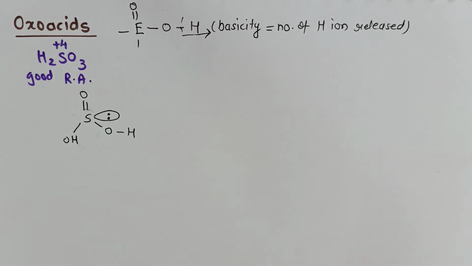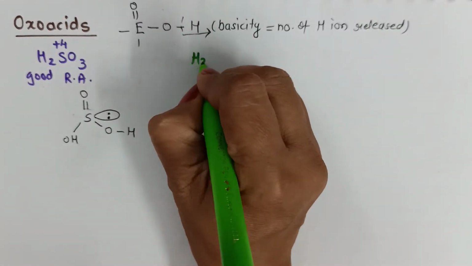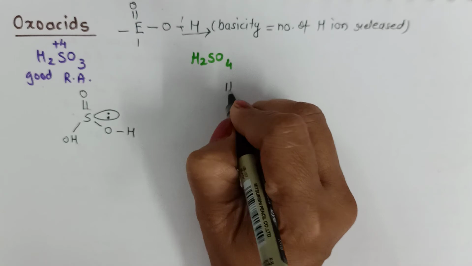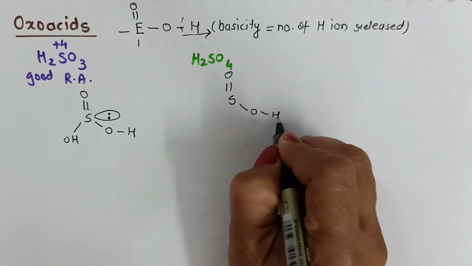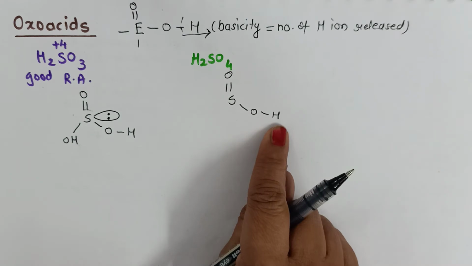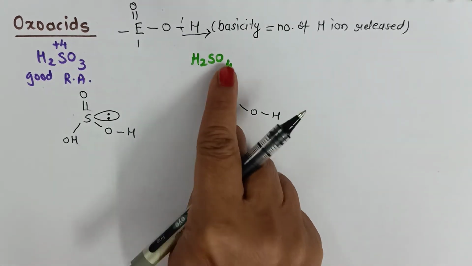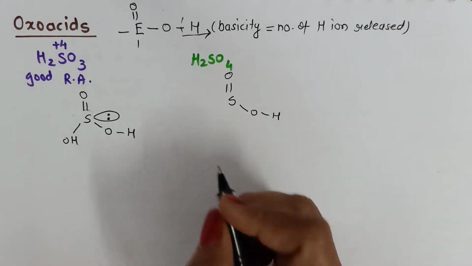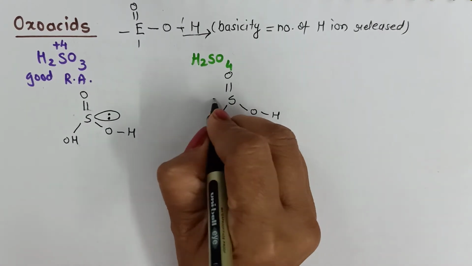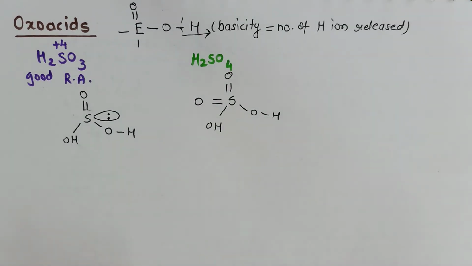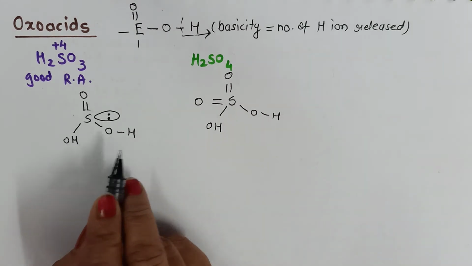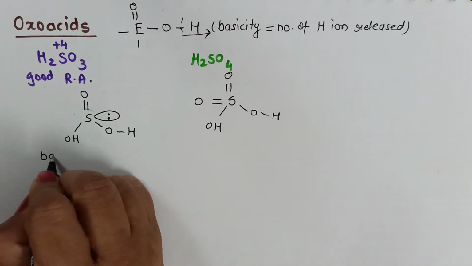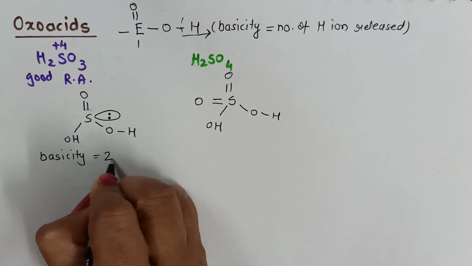The next is H2SO4, sulfuric acid. Again, I will draw the basic structure. Sulfur doubly bonded with oxygen, OH. Now out of 2 hydrogen, 1 has been counted. Out of 4 oxygen, 2 have been counted. Now 2 oxygen and 1 hydrogen are left out. So obviously one will be present as OH and another will be double bond O. If I talk about the basicity, here 2 ionizable hydrogen atoms are there and therefore basicity will be equal to 2.